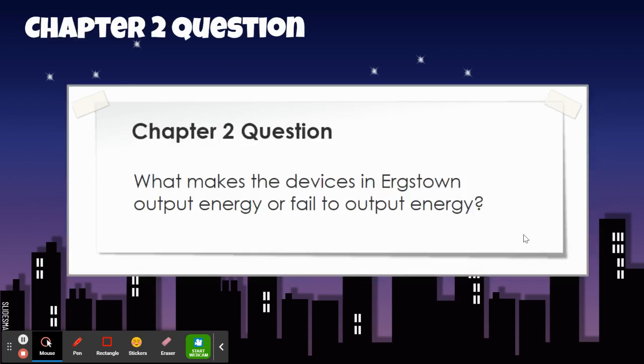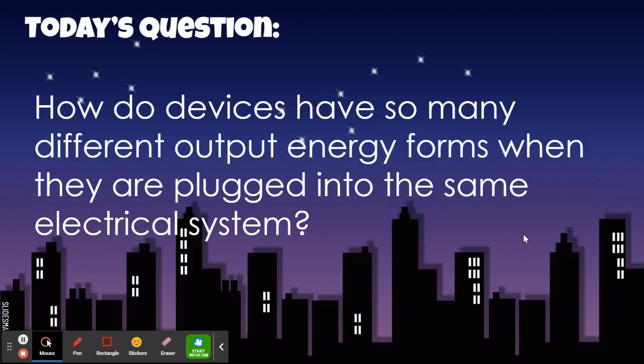The chapter we're in is chapter 2, and the question for this chapter we're trying to answer is what makes the devices in Ergstown output energy or fail to output energy? So what makes them actually output some energy or make them not work? That's what we're trying to figure out.